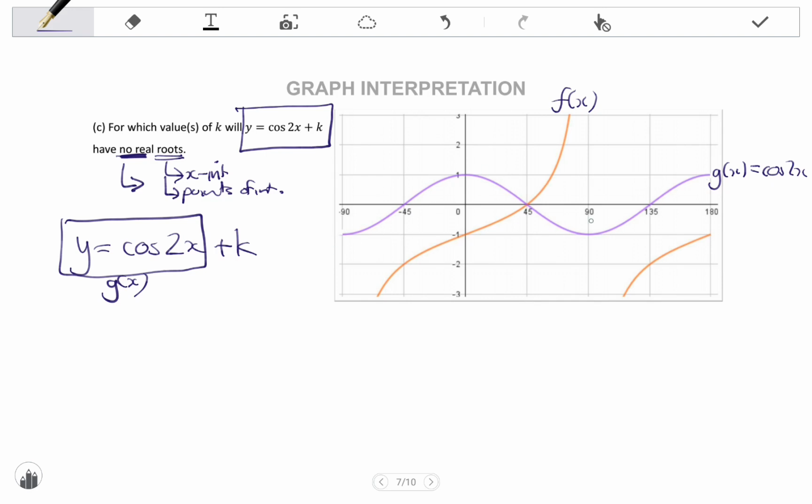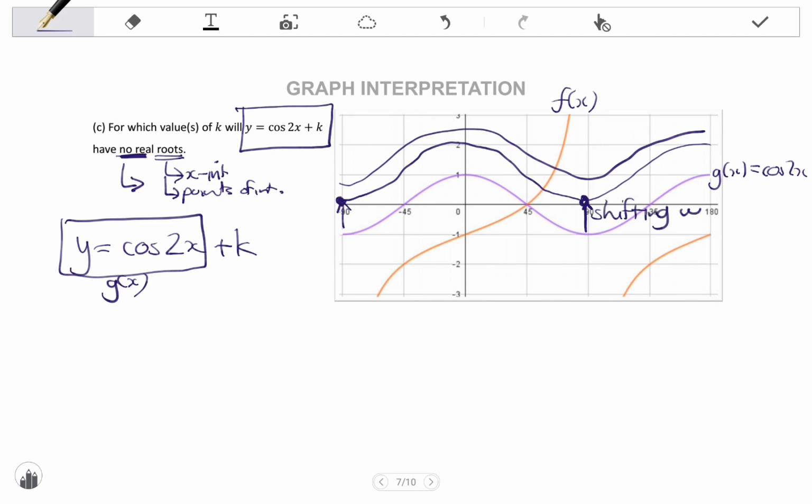Okay, so we can see that if we were to shift the graph up by 1 unit, our graph would sit on the x-axis, okay, and have those two x-intercepts or roots. If we were to shift it up slightly more than 1, we would have no roots, okay. So for example here, if it's there, it has no x-intercepts, okay. So shifting it up more than 1 would cause it to have no real roots.